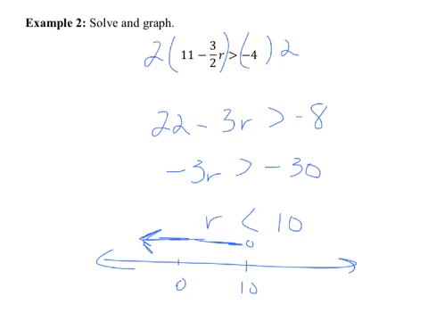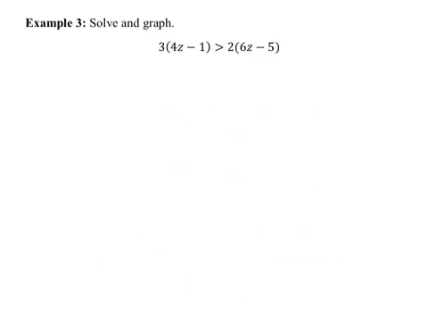Again, don't forget to flip the inequality sign from here to here. Example 3. The easiest way to start this one is to look at our distributive property. So let's go ahead and distribute here. We have 12z minus 3 greater than 12z minus 10.